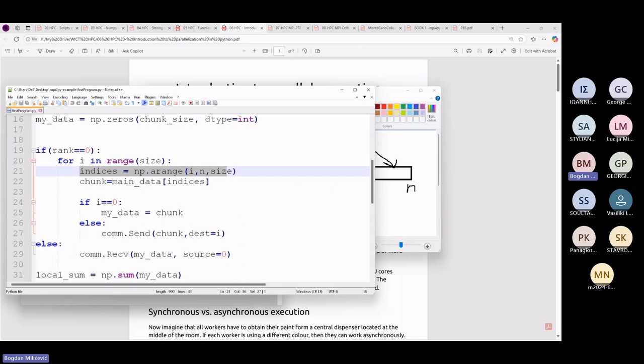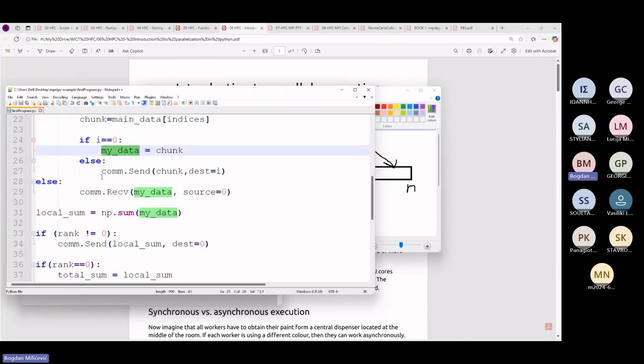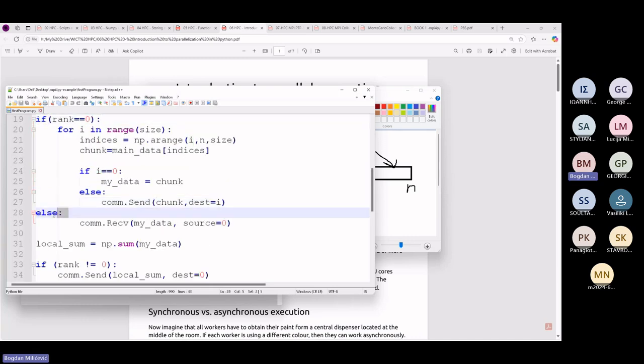And then based on these indices, we created smaller chunks of data. This was the main data, main vector, and then we copied the values into the smaller chunk and sent them to the appropriate process. If we are the 0th process, then we already have this data, so we just say my data is equal to chunk. Otherwise, we are sending the data to the process with rank or index i. So this was done only at the 0th process. If we are not the 0th process, we are expecting to receive the data from the 0th process. And both of these calls, both send and receive, are blocking calls.